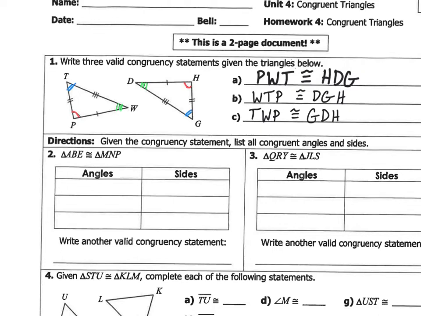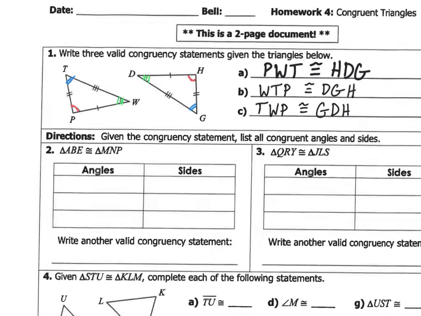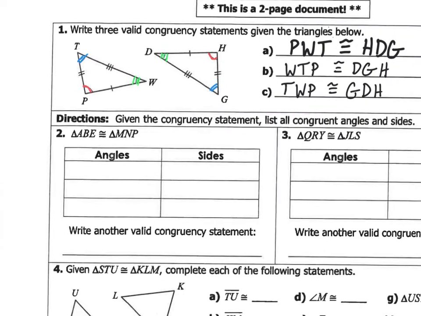Okay, now if we go down to number 2, which angles would be congruent? A and M. Okay. Good. And all you're looking at for those is the order that they're in. And you'll do the same thing with the sides.